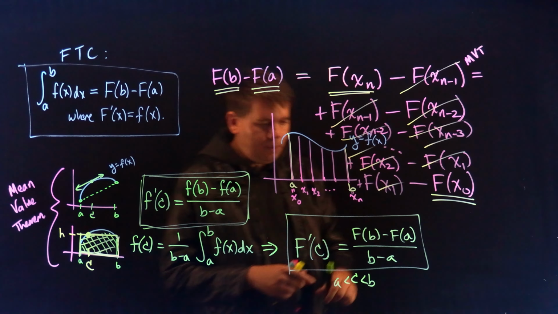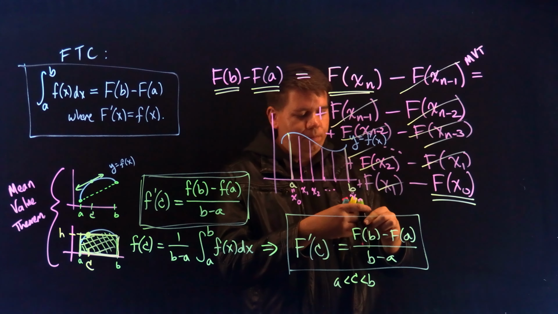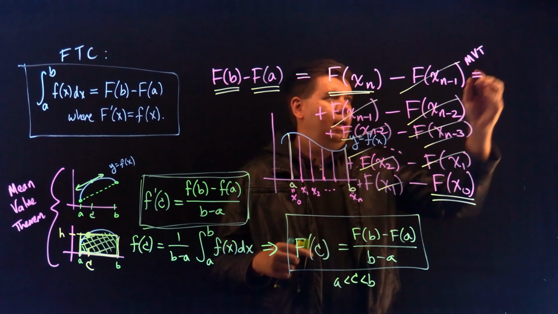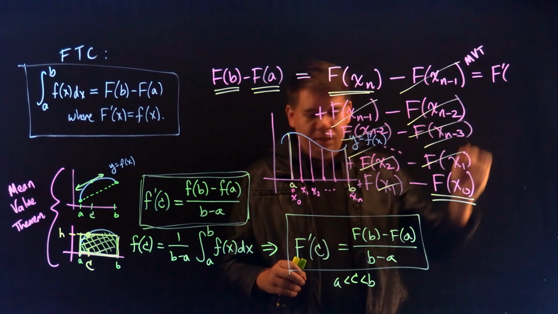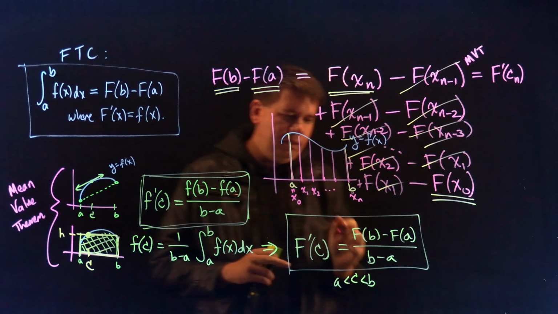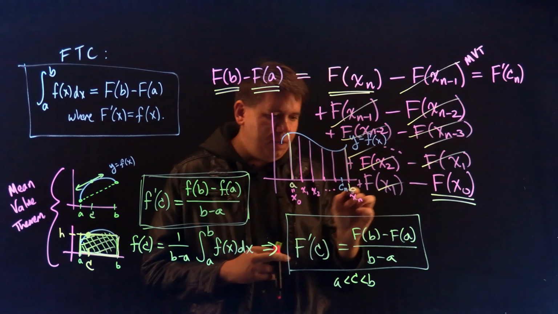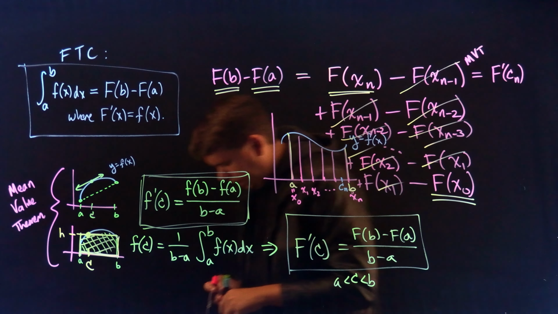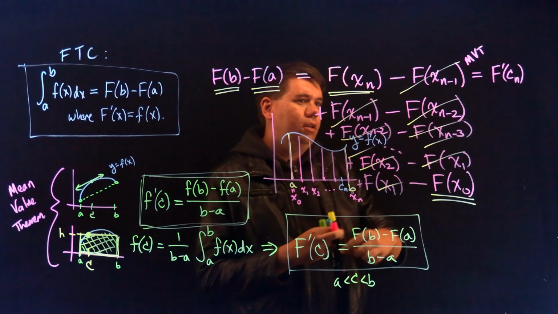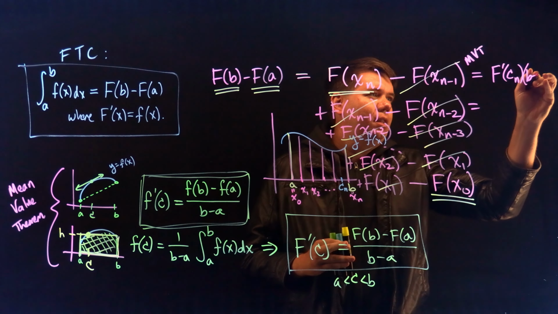In exactly analogous way, big F of xn minus big F of xn minus 1 is the same thing as big F prime of some value, I'll call it Cn, where Cn is some number between xn minus 1 and xn. And this continues. Your second line is that times the b minus a. So I shouldn't forget the b minus a.